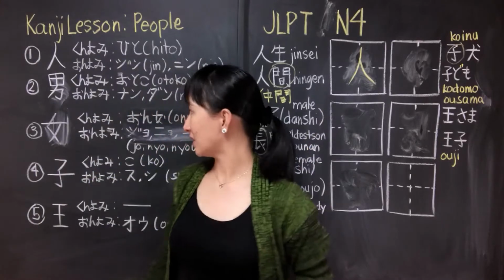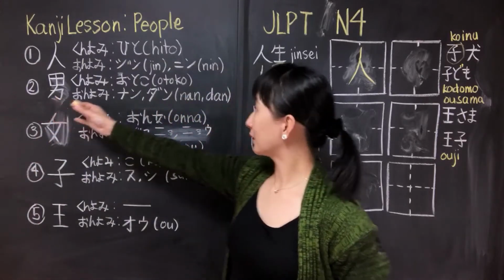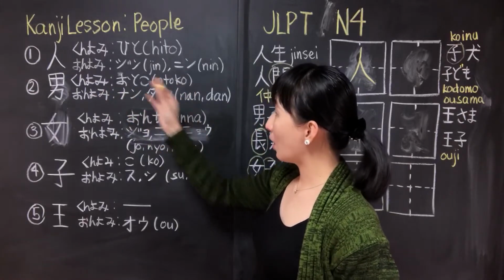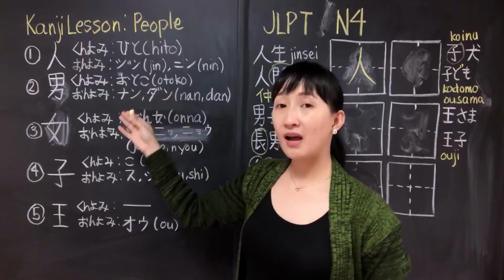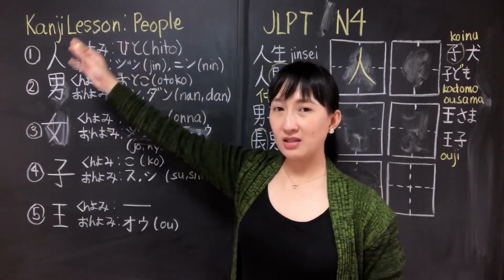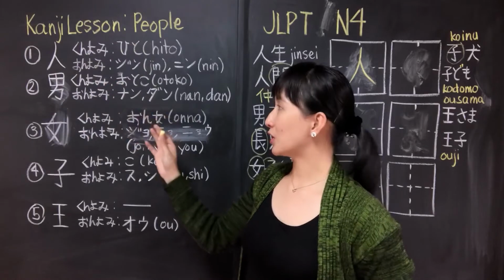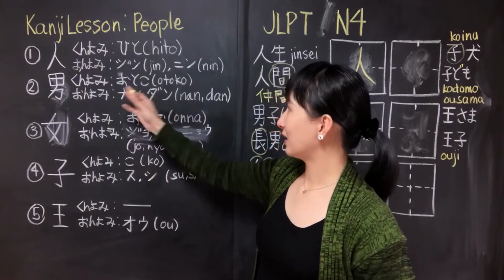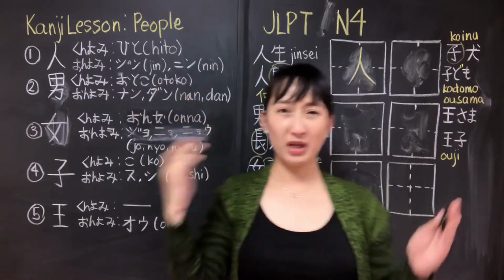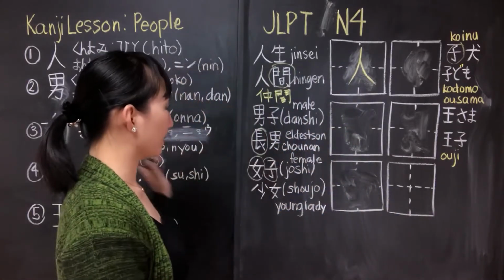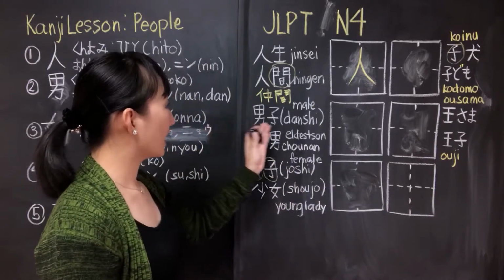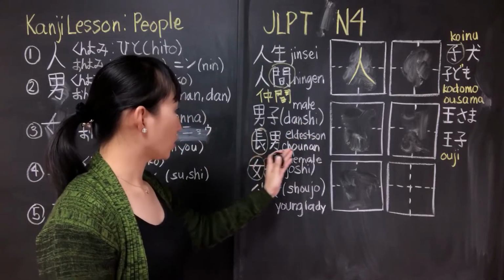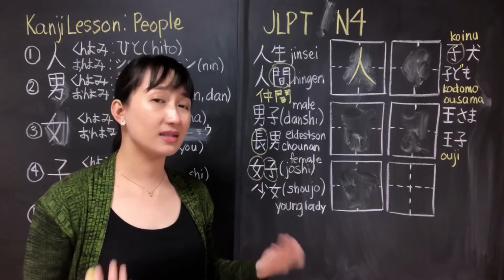And our next kanji is this one. Its kunyomi is otoko, and its onyomi are nan and dan. When you see this kanji alone, it's otoko, which means male. What else? Boy. Okay, so kunyomi: otoko, male, boy. The examples that I have for you are danshi. Danshi means male, and chonan, which means eldest son.